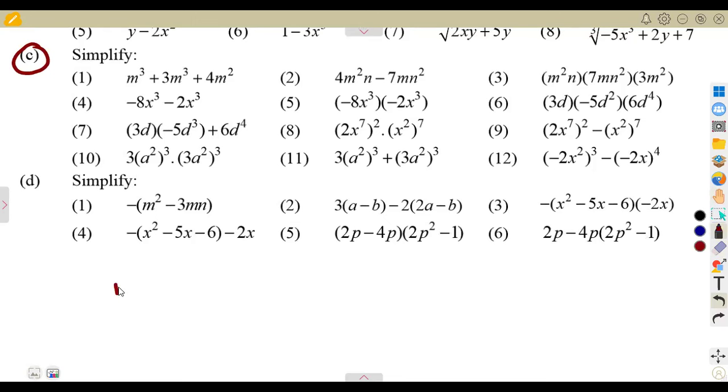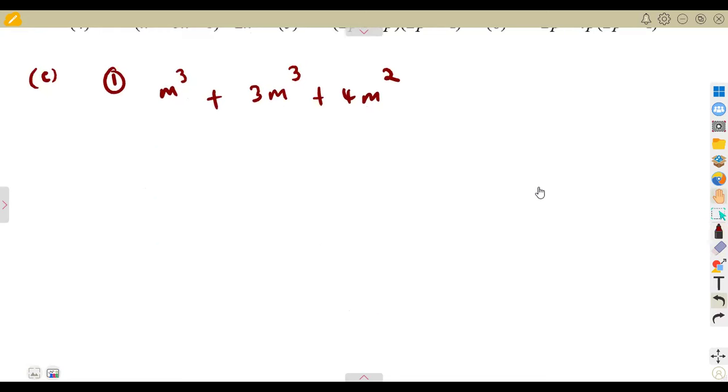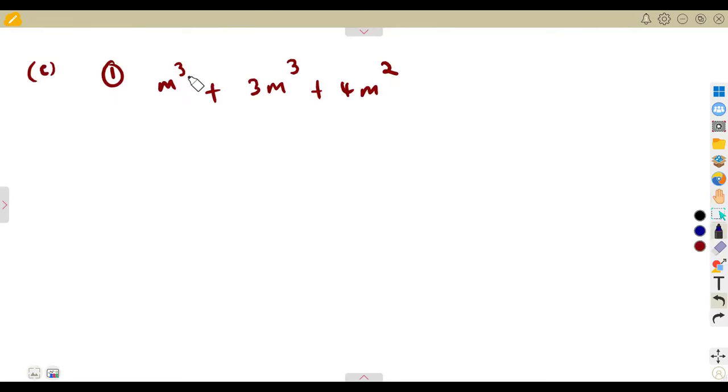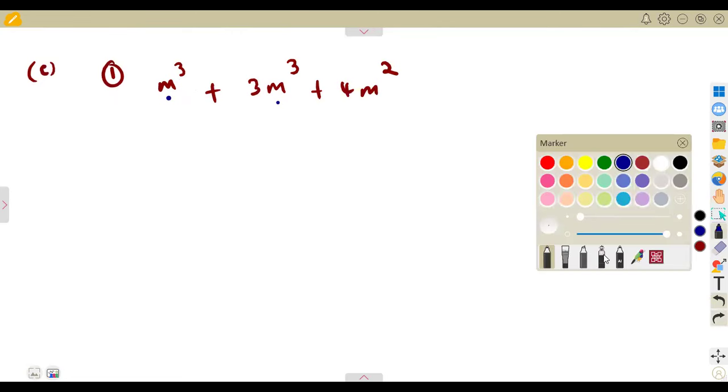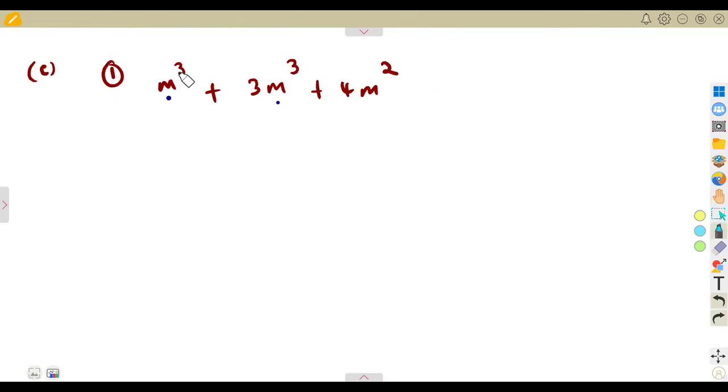So given what we have on question number 1 on C, you're given to simplify m to the exponent of 3 plus 3m to the exponent of 3 plus 4m to the exponent of 2. So in order for us to simplify, we must have like terms, like what we are given to the exponent of 3 and to the exponent of 3. This is m, this is m. But these are not the same as m to the exponent of 2. So these are not like terms. These are the only like terms that you're going to consider the same.